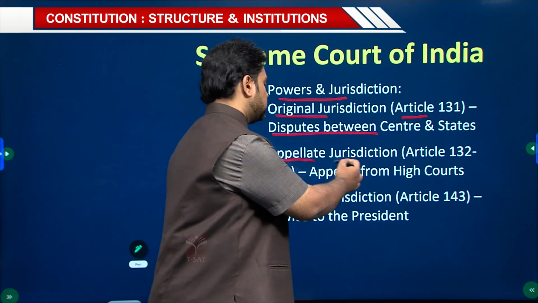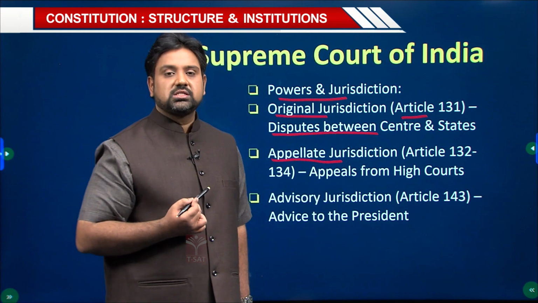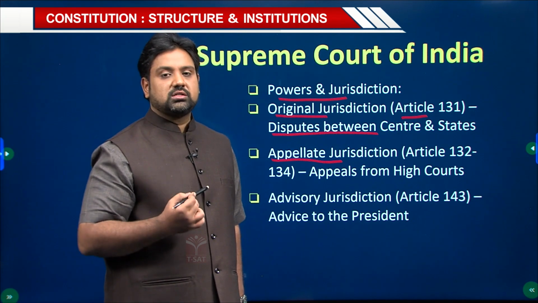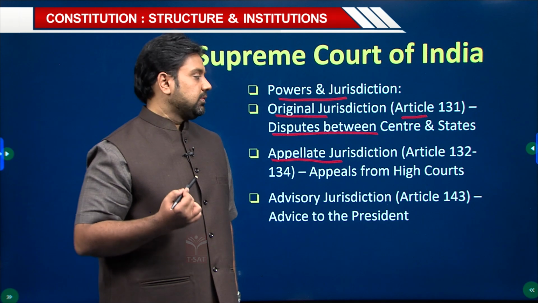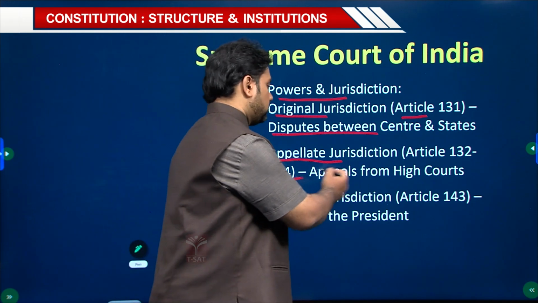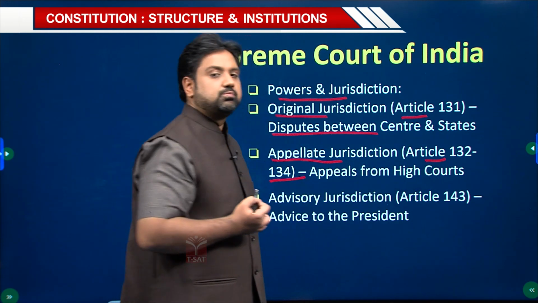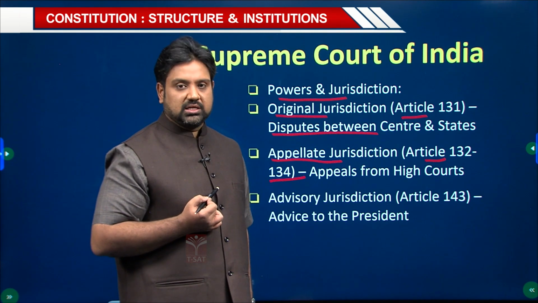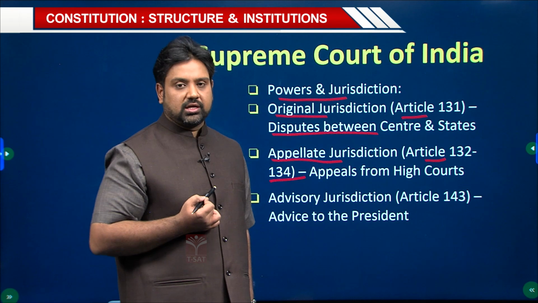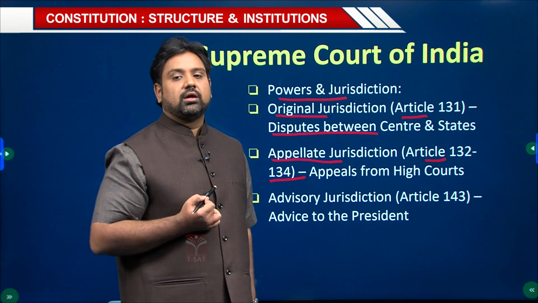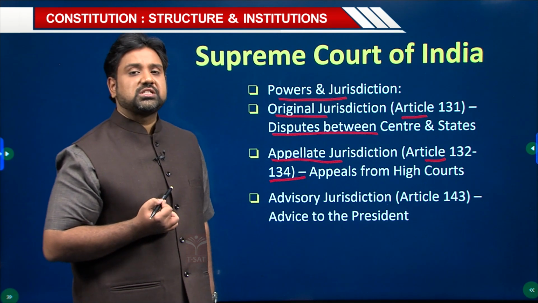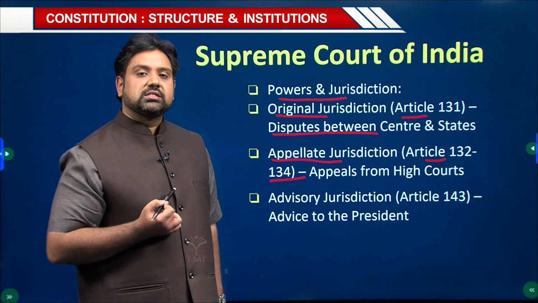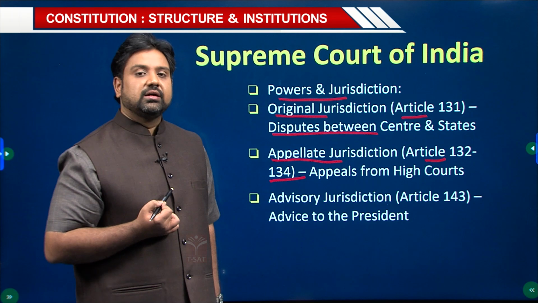Then you have appellate jurisdiction. Appellate jurisdiction means power to hear appeals against the orders passed by the High Court. Here, Articles 132 to 134 speak about appeals in civil cases, appeals in criminal cases, appeals in ordinary constitutional matters, and also the special leave appeal. So, the Supreme Court hears appeals against the orders passed by the High Courts.